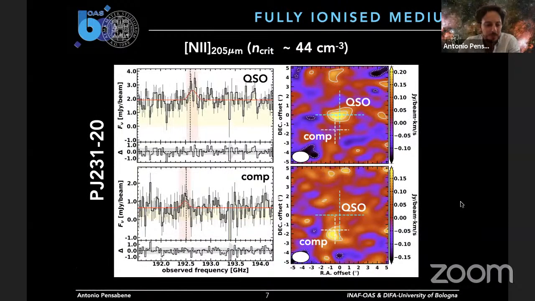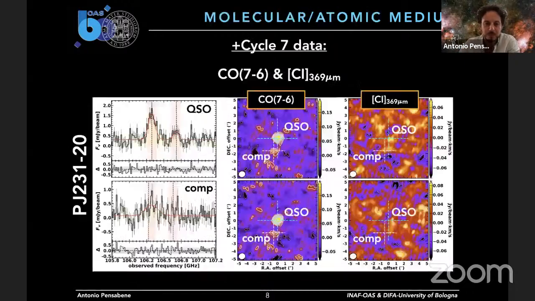Okay, I'm going to briefly present all the different detections that we have, starting from PJ23-1-20. On the left, you can see spectra, including continuum emission, while on the right, you can see continuum-subtracted line maps. Here you can see that we have N+ detection in both the quasar and companion galaxy in this system. N+ is associated with a fully ionized medium. We also have CO 7-6 and C1 that are associated respectively with the molecular and atomic phases of the ISM.